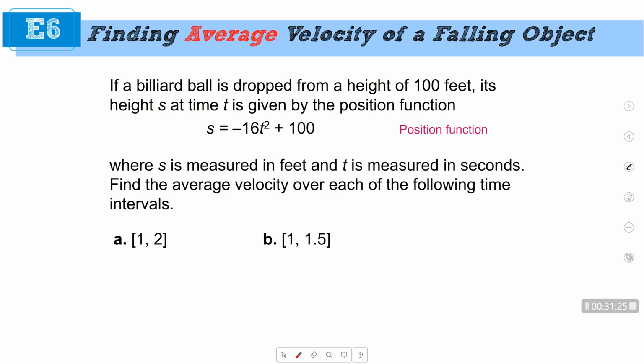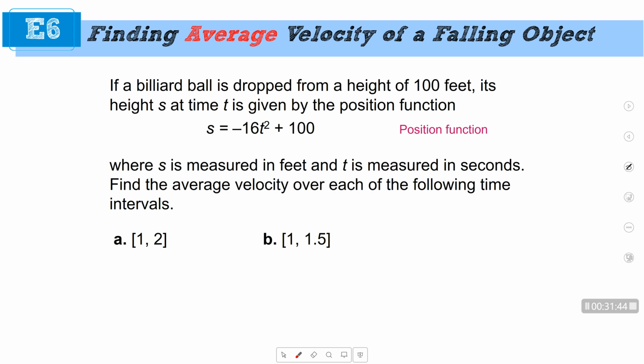At t equals 1, I know the ball's going to be at a height of 84 feet. Did I get that right? Yes, I did. 100 minus 16 is 84. And you get the idea. In order to solve these problems, however, I want you to take a calculus understanding of what's going on.